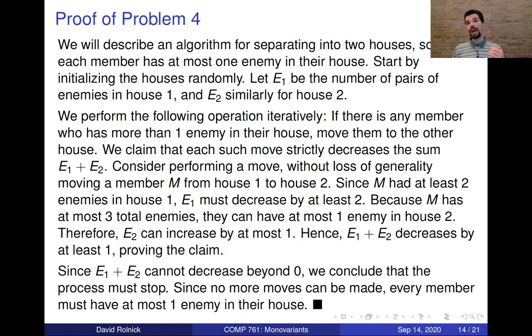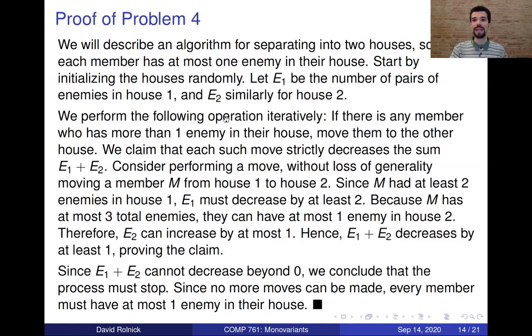So in that case, you would have to show that it decreases by at least some number. If you have a real number, you can have a real monovariant, but you have to show it decreases by some large amount. You have to show it decreases by at least 1, for example. And then it's fine. Good question.